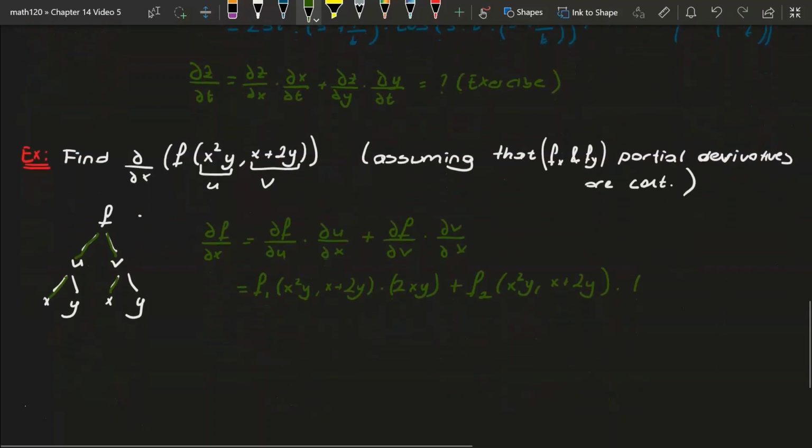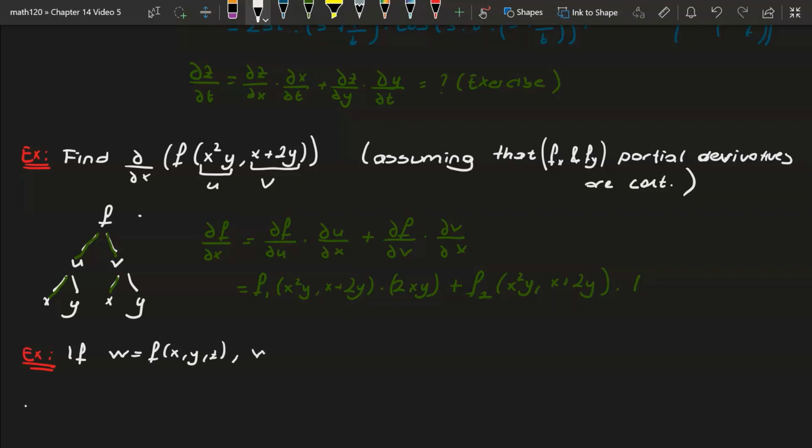Another example. If w is f of x, y, z, where x is a function of y and z, say g of y, z, and y is a function of z, say h of z, state appropriate.